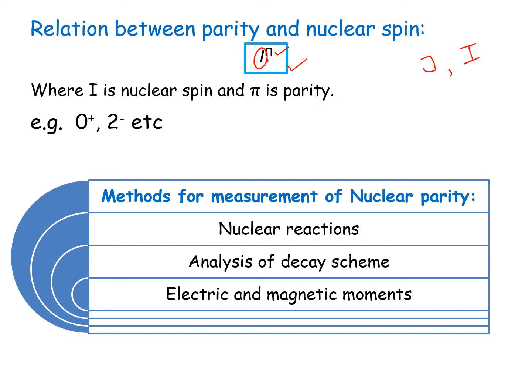These are the methods of measurement of the nuclear parity: nuclear reactions, analysis of the decay scheme, and electric and magnetic moments. These are the different methods of measurement of the nuclear parity.